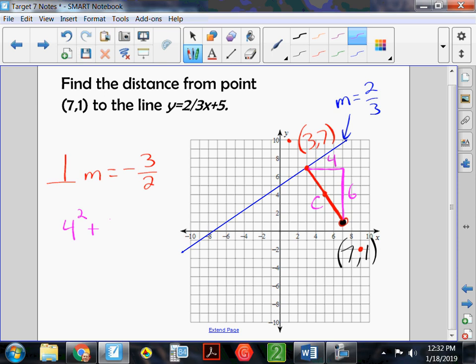4 squared plus 6 squared is equal to C squared. So that's 16 plus 36 is equal to C squared. 16 plus 36 is 52. So C is equal to square root 52, which simplifies. 52 is 4 times 13, so 2 root 13.